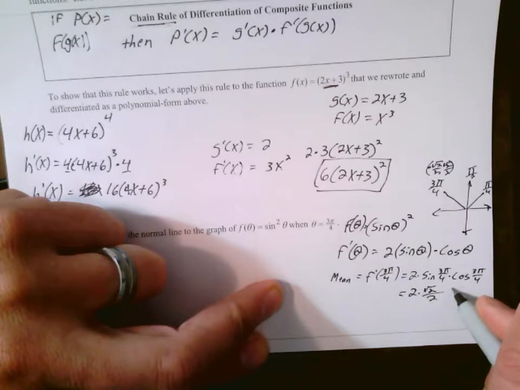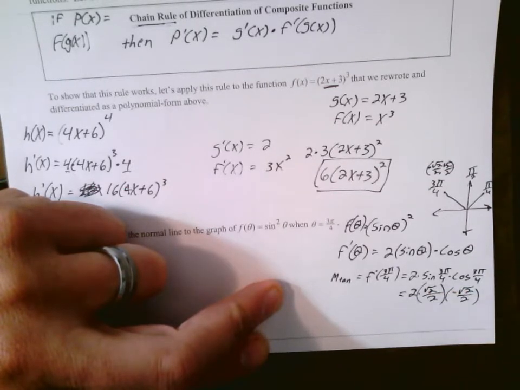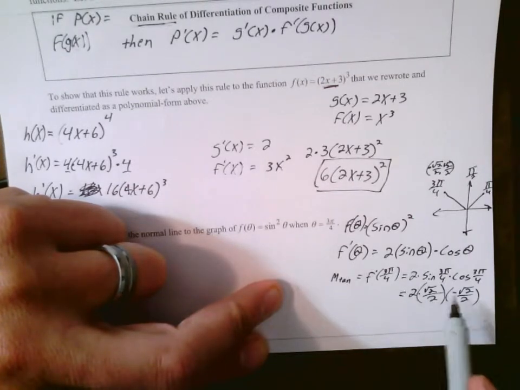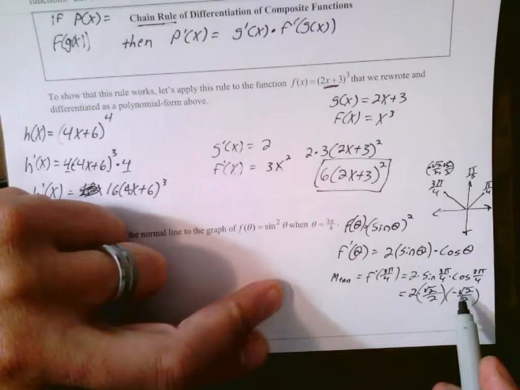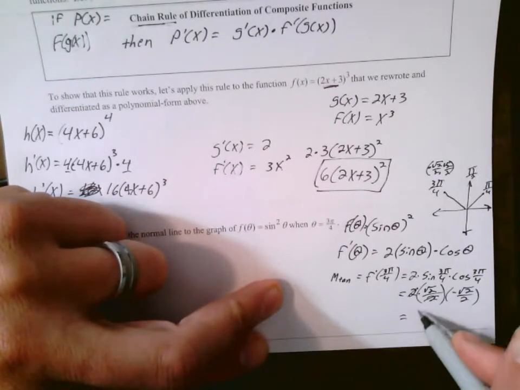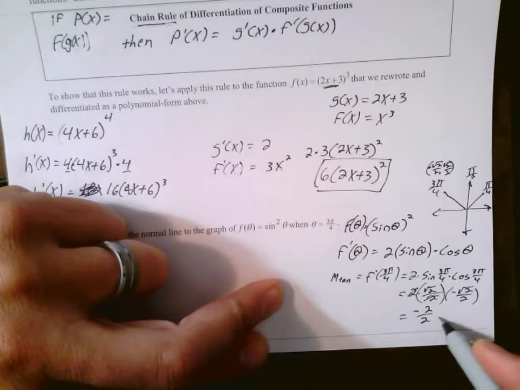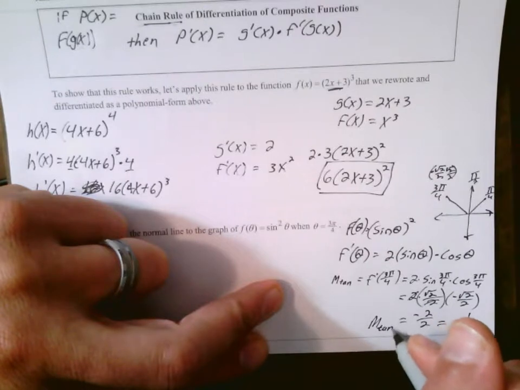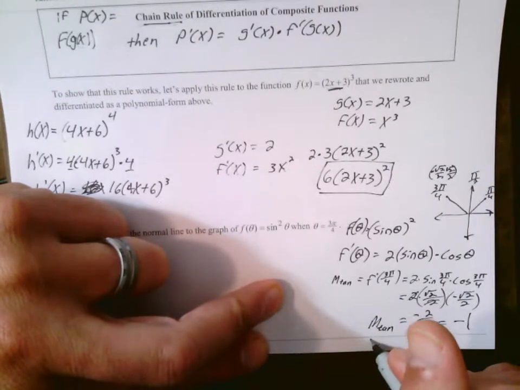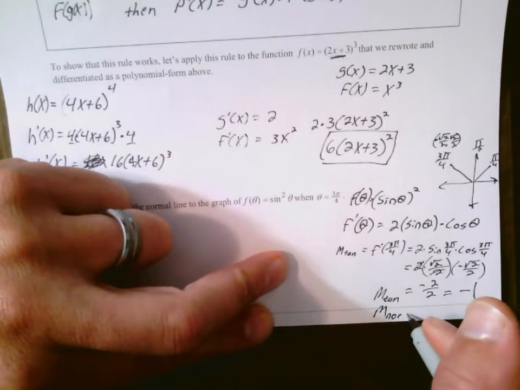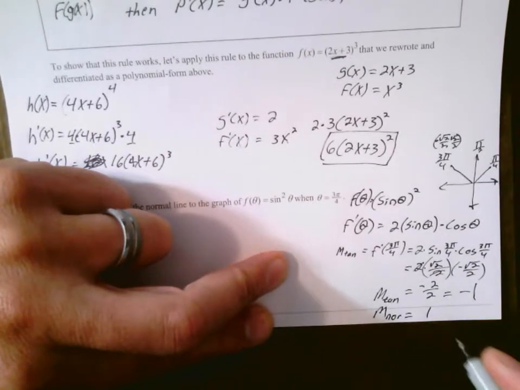Cosine is negative square root of 2 over 2. Multiplying this out, those 2's cancel. Square root of 2 times the square root of 2 is 2. So I get negative 2 over 2, which is negative 1. Remember, this is the slope of my tangent. So the slope of my normal is going to be positive 1. So the negative reciprocal.